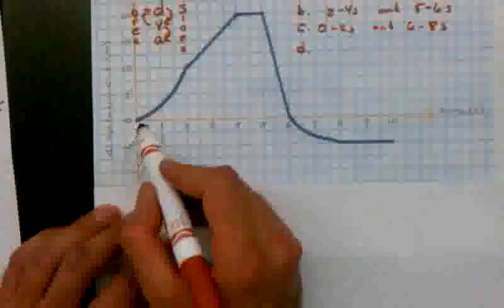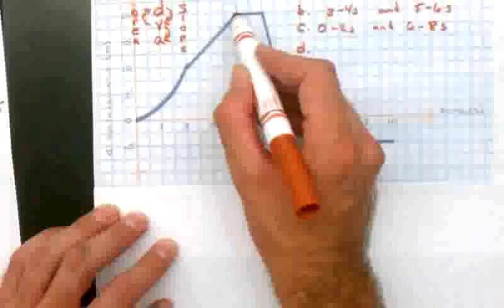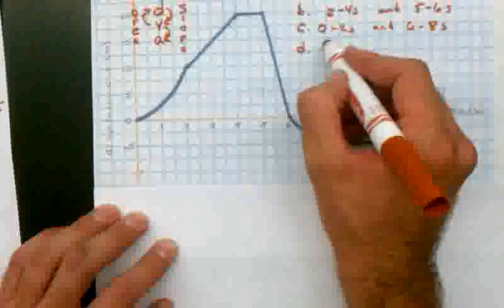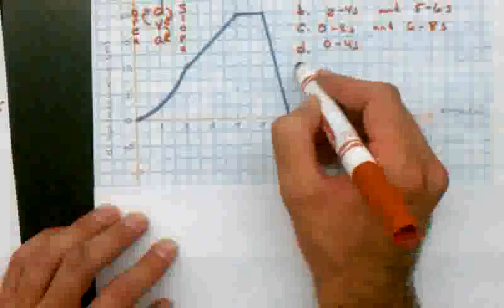Letter D, during what time interval was the elevator moving upward? Well, it moved up from 0 seconds until 4 seconds, where it stopped. Letter E, during what time interval was the elevator moving downward? From 5 seconds until 8 seconds, it was moving down.